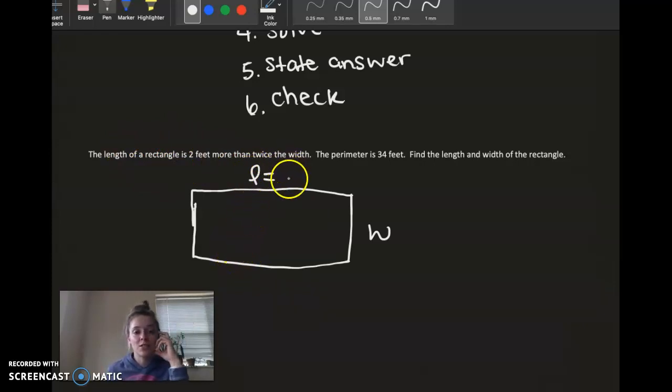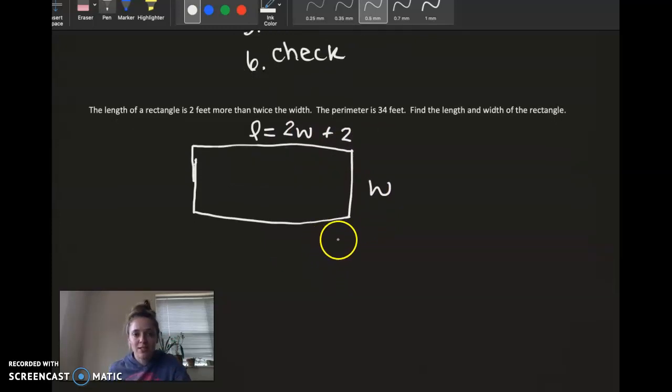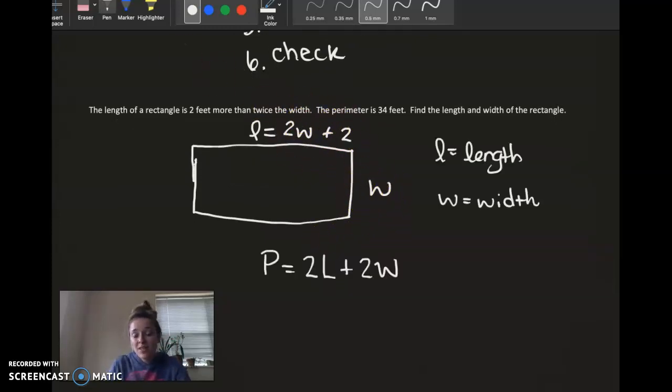So the length is 2 more, which means you're going to have plus 2 at the end here, 2 more than twice the width. So L is equal to 2W, so twice the width, plus 2 more. So we've got an expression for the length, and the width. Since I did assign variables, I said that L was equal to the length and W is equal to the width. We also have an equation for perimeter.